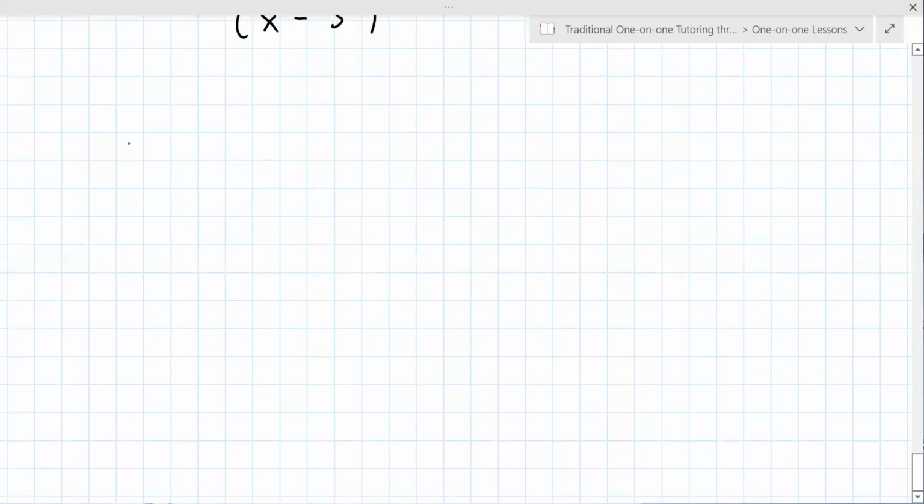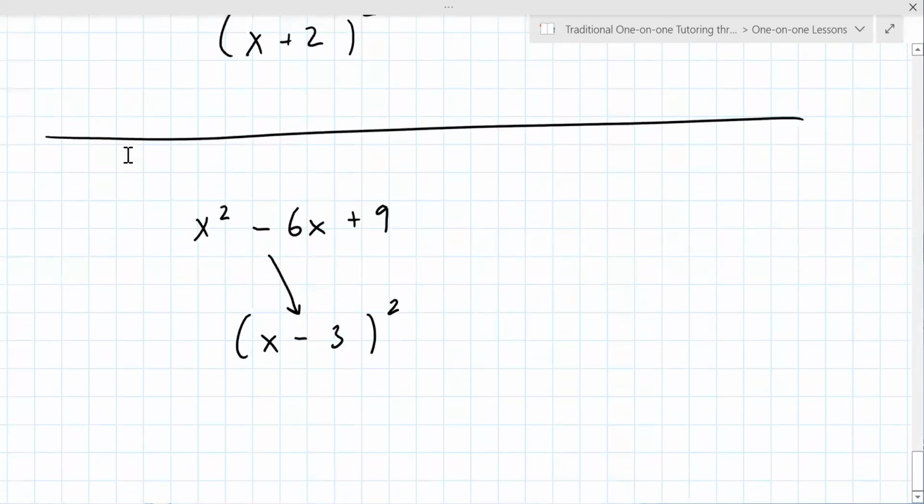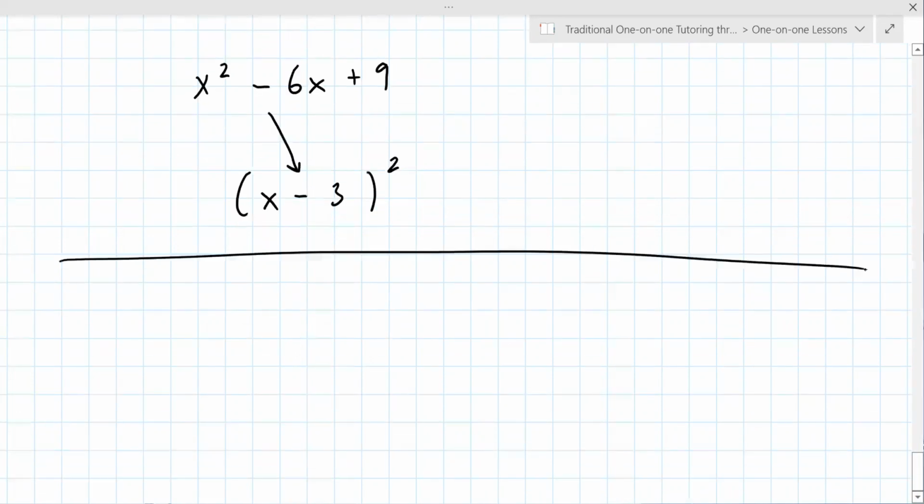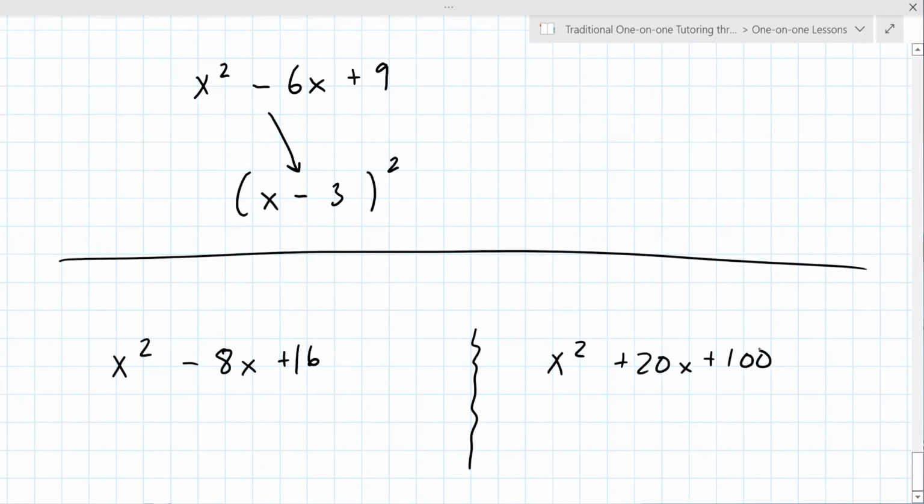Okay, so let me give you a couple to try here. Let me have you get that down. All right, so now let's give you a couple here. Let's say I give you x squared minus 8x plus 16. That's 1. And x squared plus 20x plus 100. Go ahead and try each of those for me, please.